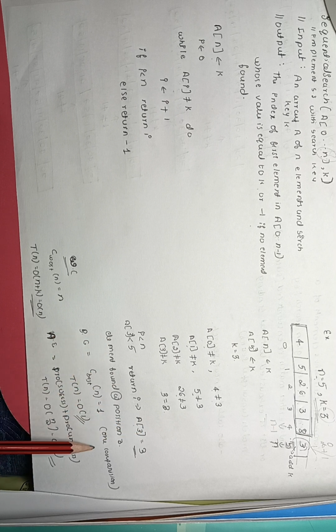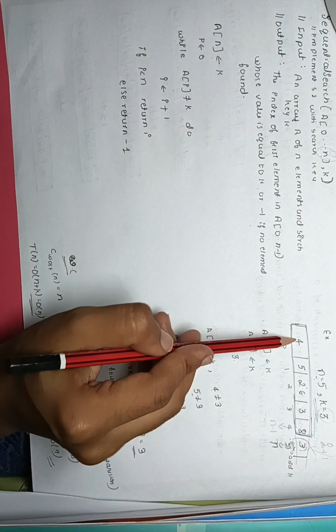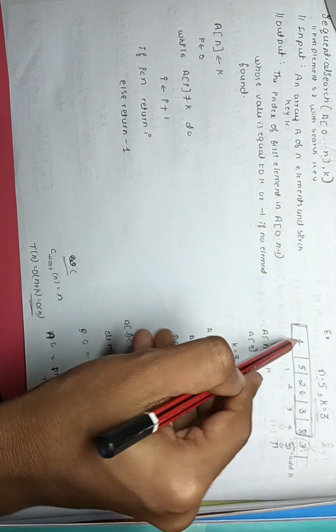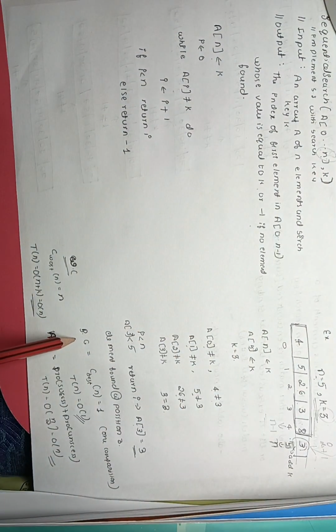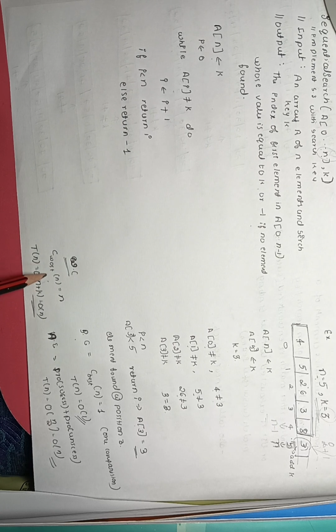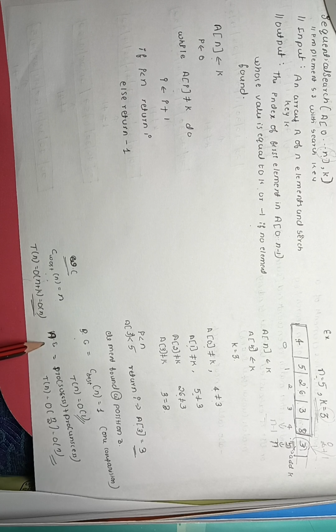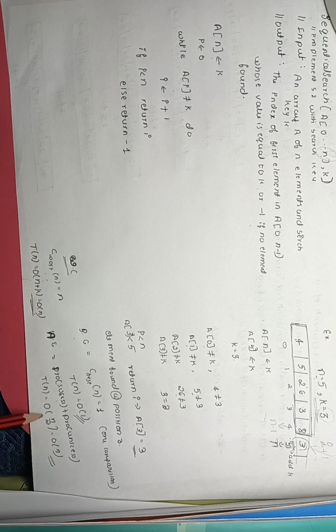The best case is only one comparison, if the key element is present in the first position. The worst case is if the element is present in the last position or is not present in the list, which is order of n. The average case, considering the probability of both success and unsuccess, is order of n by 2.